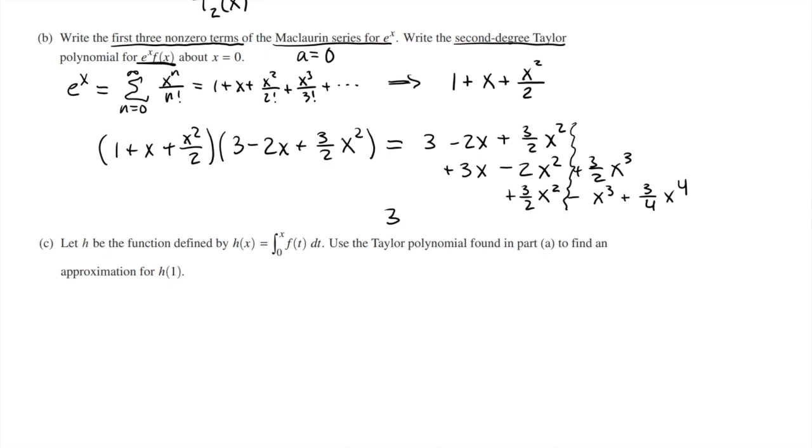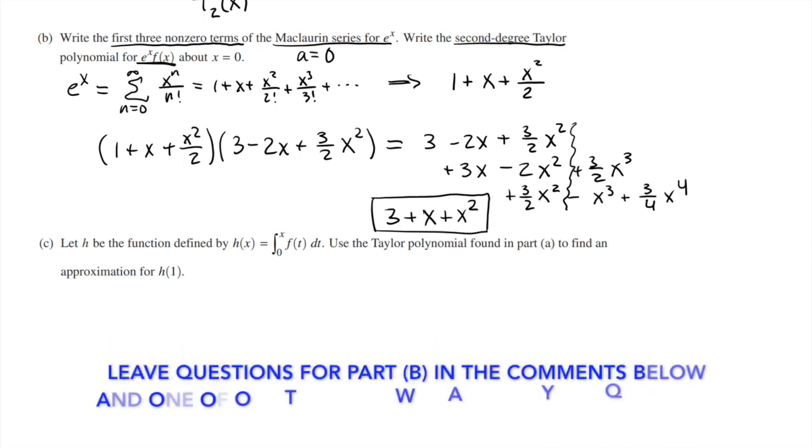Negative 2 plus 3 is 1. So 3 plus x. And then I've got 3/2 plus 3/2 is 6/2. 6/2 is 3. 3 minus 2 is 1. So plus x squared. This is my degree 2 Taylor polynomial for e to the x times f of x.